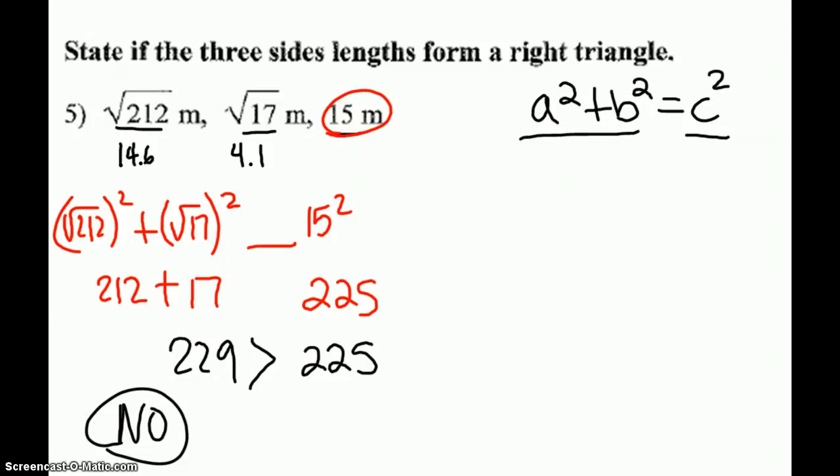In the next set of problems we're going to do, we're going to talk about what kind of triangle it actually forms. But right now we just want to worry about, does it actually form a right triangle? If it's not equal, then it's a no.